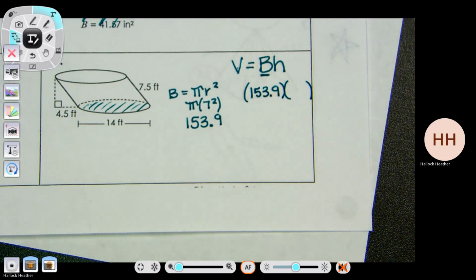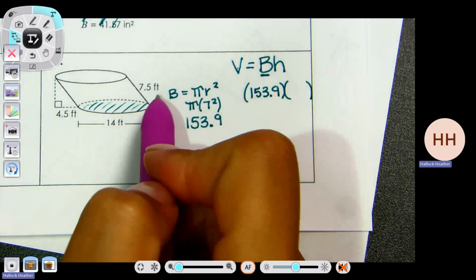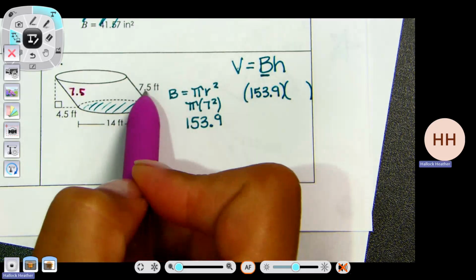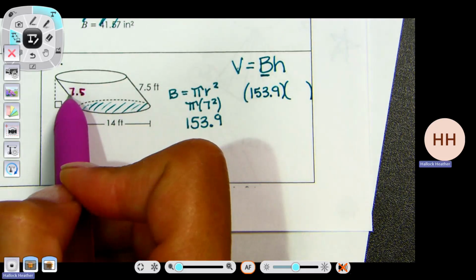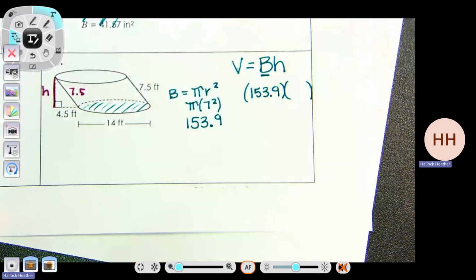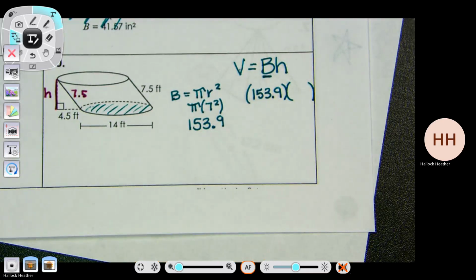It is not 7.5. Why is it not? Because it's not straight up. 7.5 is over here. 7.5 is also over here. I need to find the actual vertical height using that right triangle.